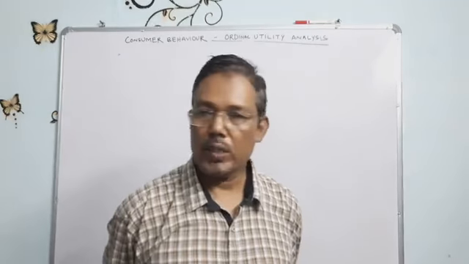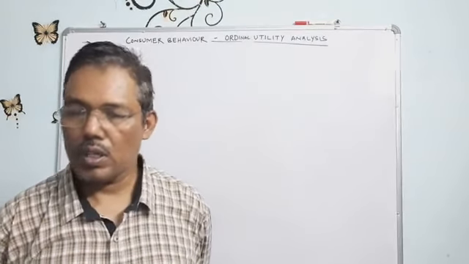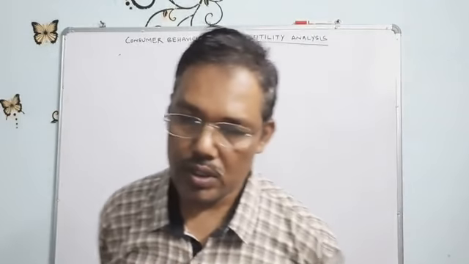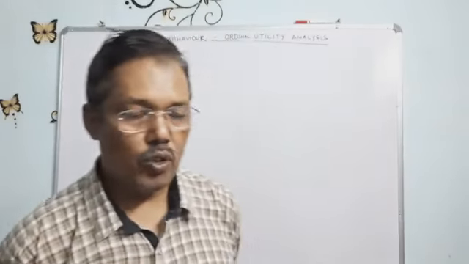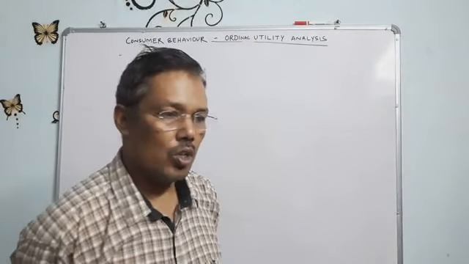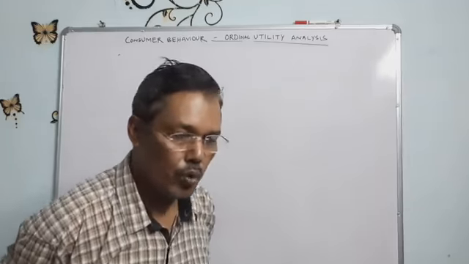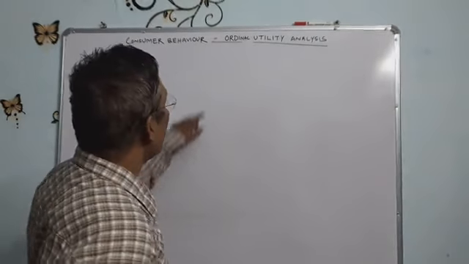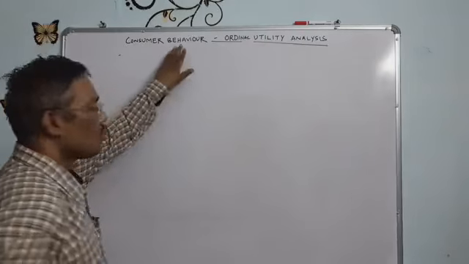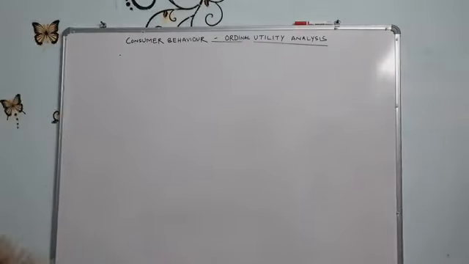That was the utility analysis approach, which is the cardinal approach. The second approach is the ordinal approach, or the indifference curve approach. After finishing the cardinal approach, we will switch over to the ordinal utility analysis in the case of consumer behavior.